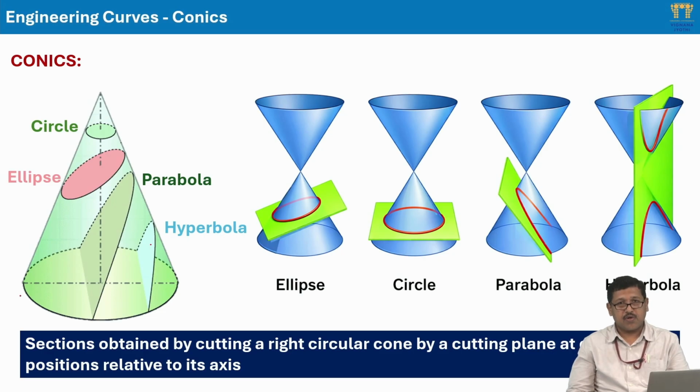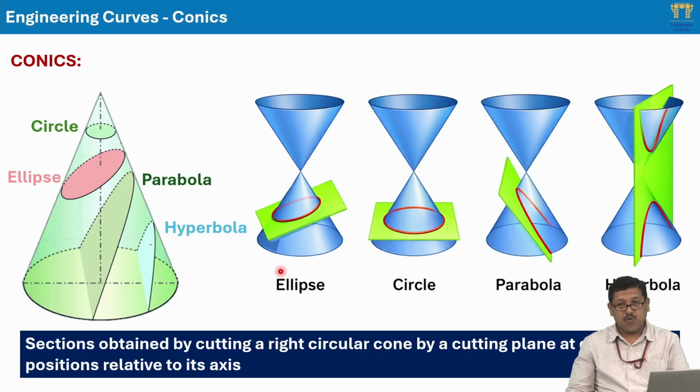The next one is the ellipse curve. Now how do we get this ellipse curve? For obtaining the ellipse, we make use of a cutting plane that is inclined to the axis and is on one side of the apex. That is where we get the elliptical curve. The next one is the parabola curve. So how do we get the parabola curve? The parabola curve is obtained by cutting the cone such that the cutting plane is parallel to one of the generators. You can see here, it is parallel to the generator.